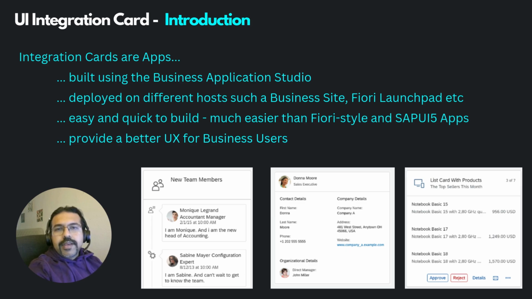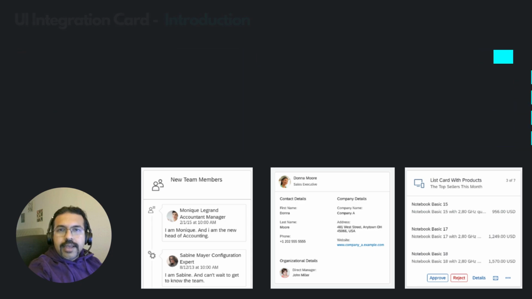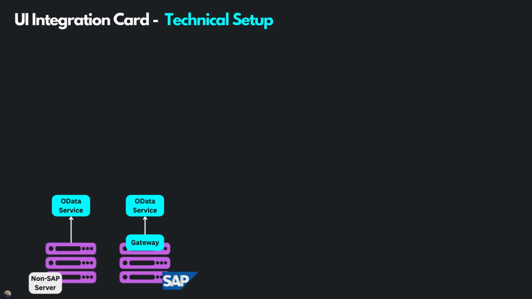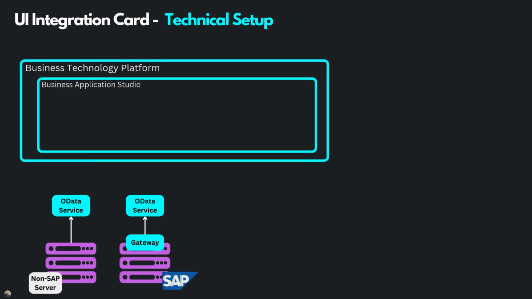Now, as developers, we are always interested in seeing what is going on behind the scenes. And for sure, you want to know what an integration card actually looks like architecturally. So in simple words, you have an OData service. This OData service could be exposed by one of your SAP systems using the gateway, or it could also be a service published by non-SAP servers. Then using the Business Application Studio in BTP, you build a card on top of it.